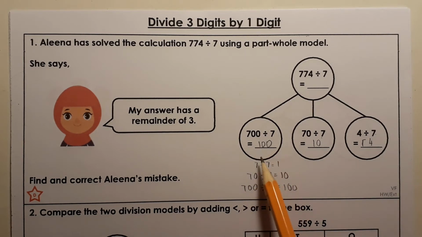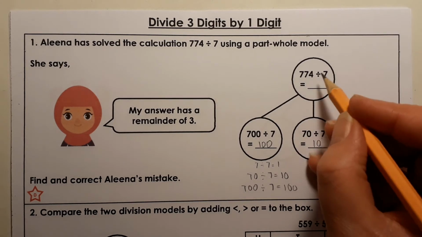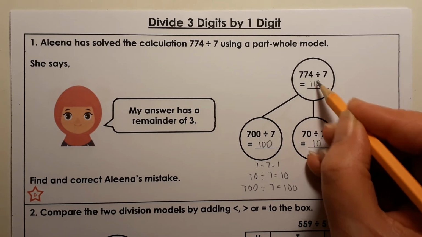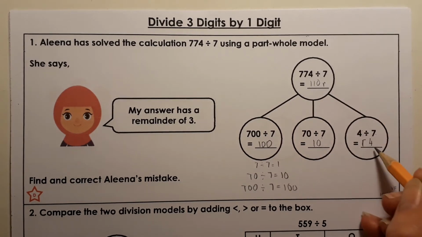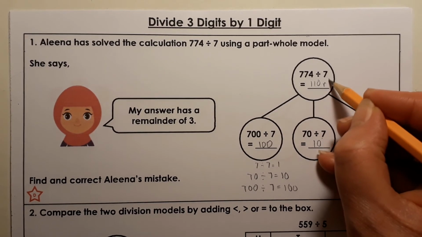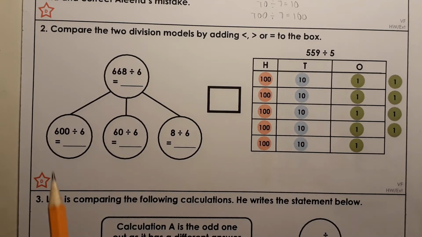So here you've done 100 groups of 7 and 10 groups of 7. So that will be 110, remainder 4. So we've now found and corrected Alina's mistake.